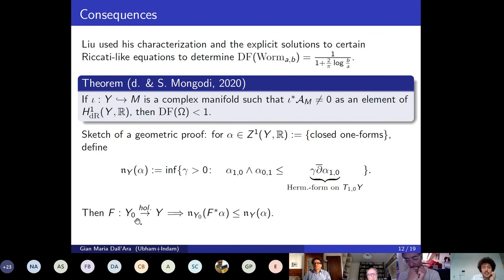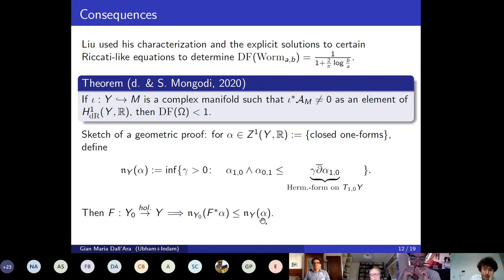And what one verifies very easily is that when you have a holomorphic mapping between two complex manifolds, then the pullback, which induces, of course, a mapping from the H1 of Y to the H1 of Y0, is, in terms of this norm, which I'm calling a norm, but I didn't prove it until now, this norm-like object is decreasing. So this is, well, sorry, increasing. The norm of the pullback on Y0 of a form alpha on Y is less than or equal to the norm of the form alpha.